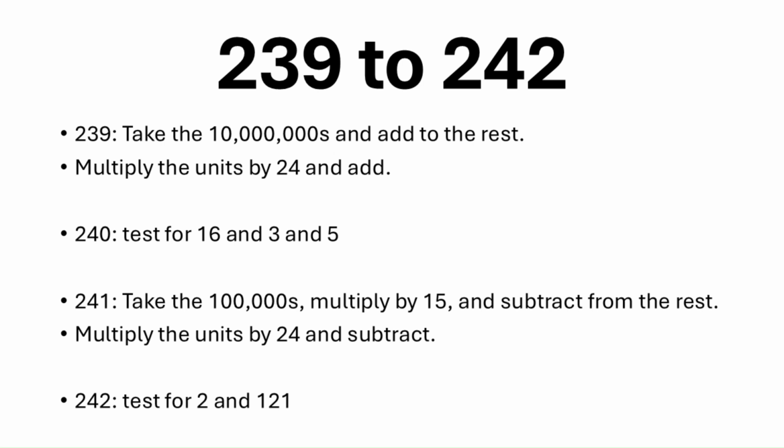240, test for 16 and 3 and 5. 241, take the 100,000s, multiply by 15, and subtract from the rest. Multiply the units by 24 and subtract. 242, test for 2 and 121.